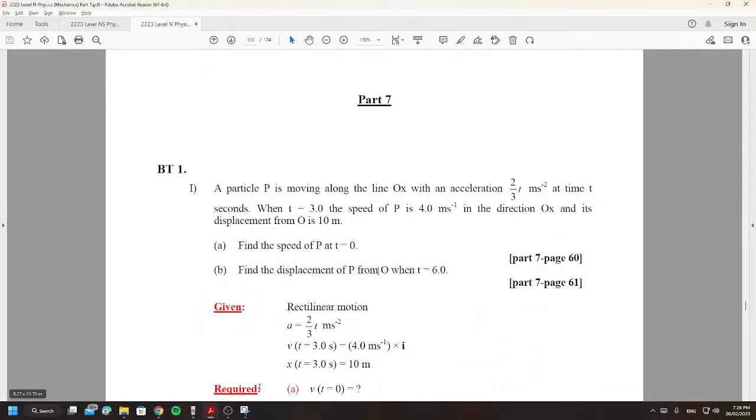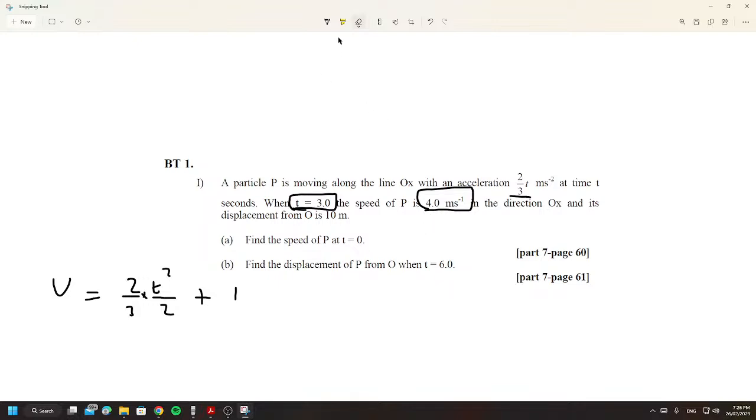Okay, so find the displacement of P from O when t is equal to 6. So to find displacement, we're going to do the integral of velocity, right? Okay, wait, no, wait. Velocity is equal to dx over dt. So we can equate dx over dt to this.